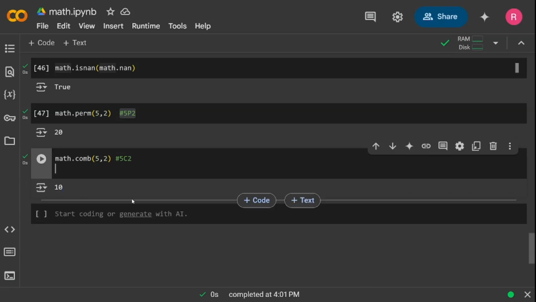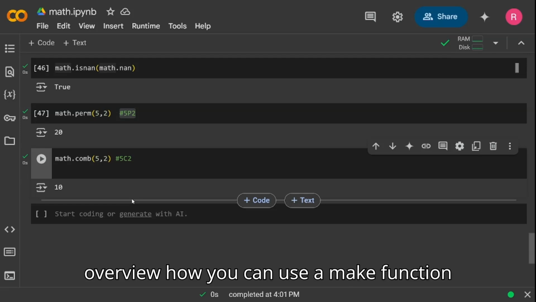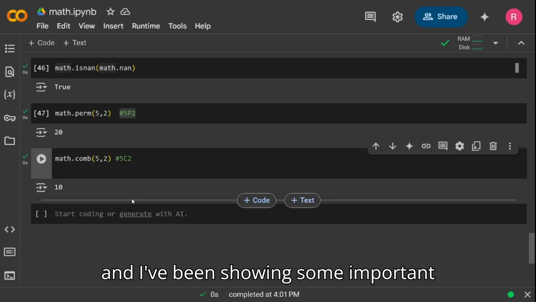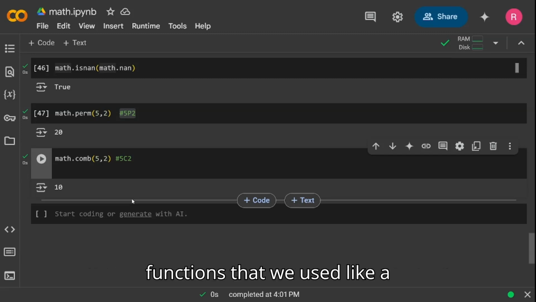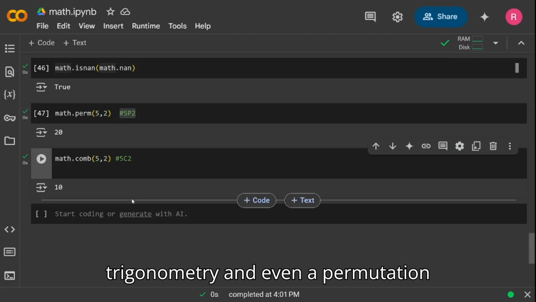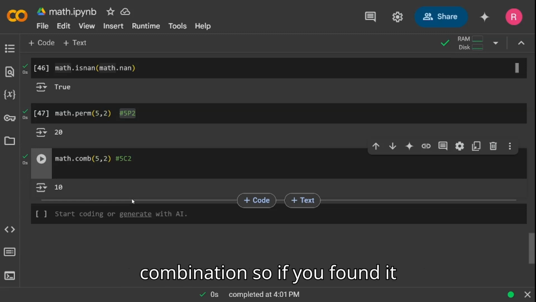It's right. We have seen the complete overview of how you can use the math functions, and I showed some important functions that we used, like logarithmic calculation, trigonometry, and even permutation and combination.